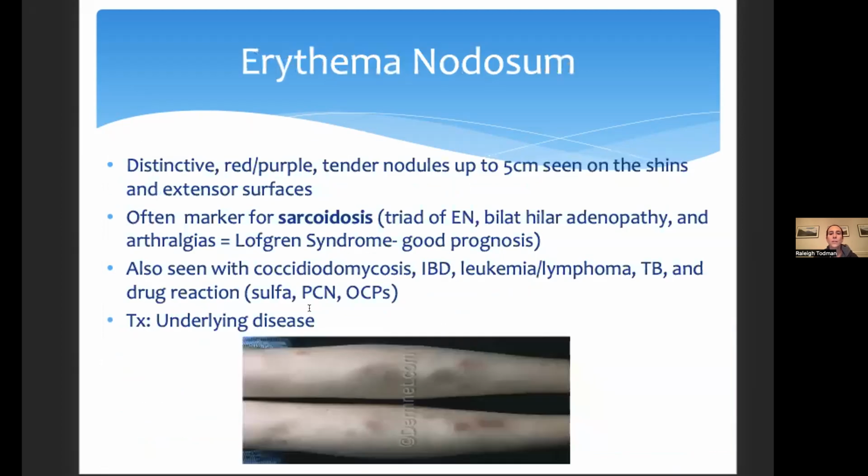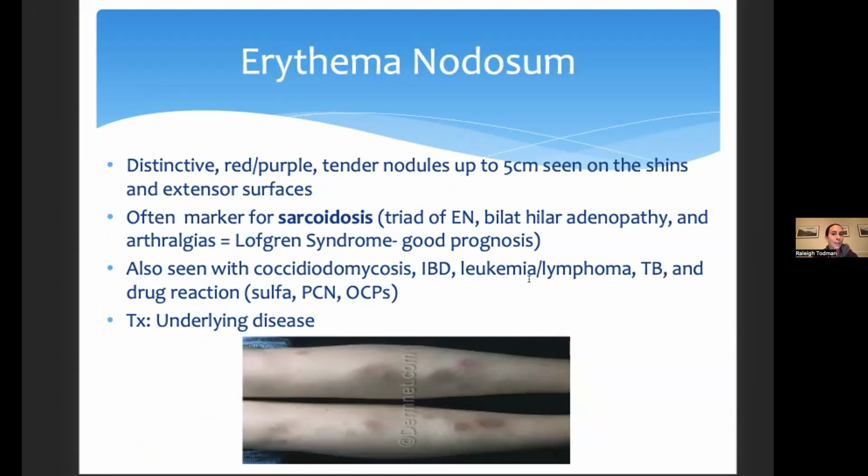Erythema nodosum is also another skin condition that in itself is not its own disease. It's just signifying other diseases. But it's important to recognize in the ED. So it's very distinct red-purple nodules that are tender, and they can be up to 5 centimeters wide, which is pretty big. Usually seen most commonly on the shins or other extensor surfaces. When you see it, and also on an exam, think of sarcoidosis. It can be a marker for that.